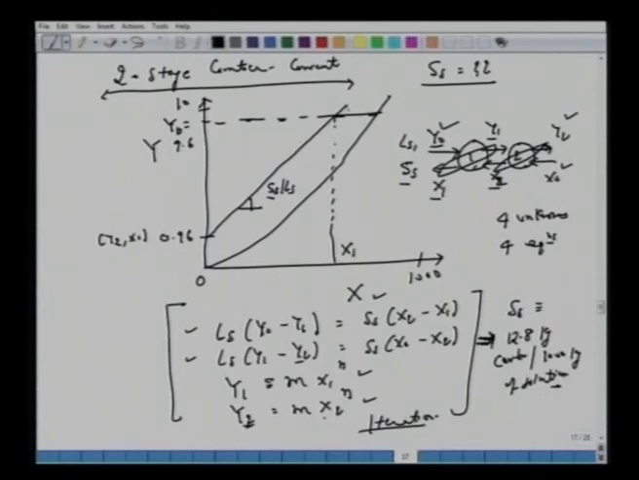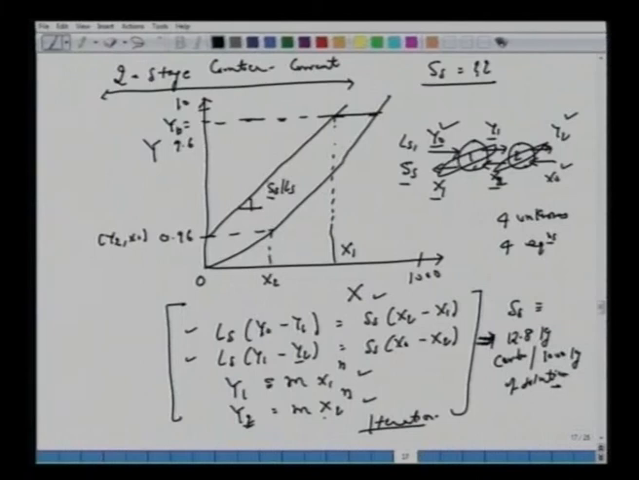Okay, so we do not know, of course. All we know is there are two stages. So starting from y2 x0, here we have y2 x0. Now let's say y2 is in equilibrium with x2. So we have this x2.